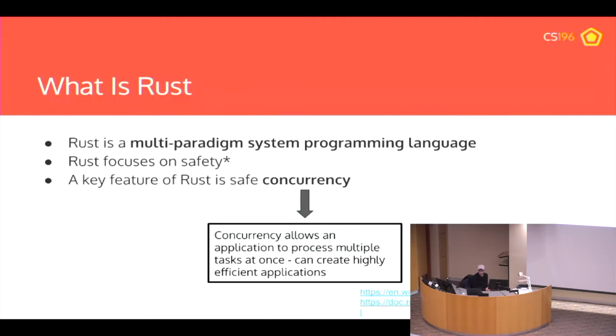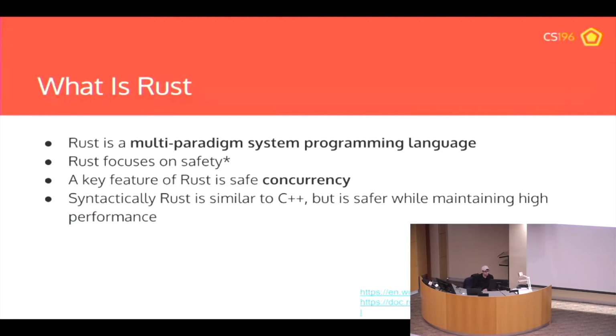And the key feature of Rust is safe concurrency. So what is concurrency? Concurrency is a really, really powerful tool that you can use in an application to process multiple tasks at once. And this makes highly efficient applications. So concurrency is very complex, and we're not going to go super in-depth into it, but we definitely will touch on it because it's a key feature of Rust and something that can make your apps very, very powerful.